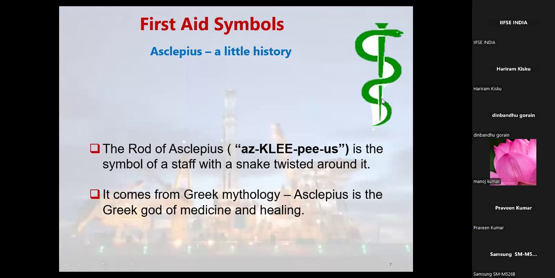Now this symbol you have seen with a snake is called the rod of Asclepius. It is a symbol of a staff with a snake twisted around it. Most medical practitioners have it on their boards. It comes from Greek mythology. Asclepius is the Greek god of medicine and healing. Same as in the Indian system, where you have Dhanvantari. Even the Greeks have their gods depending on their mythological theory.